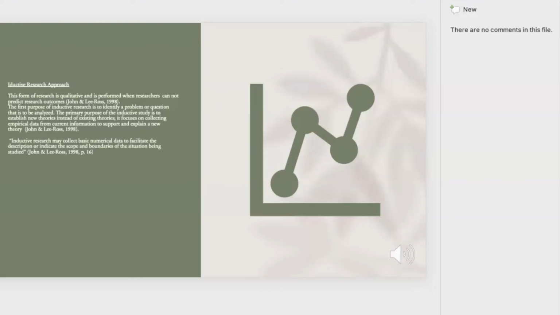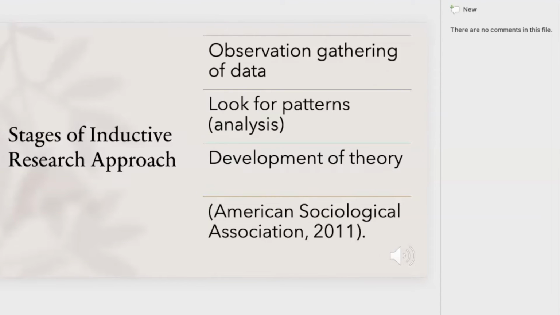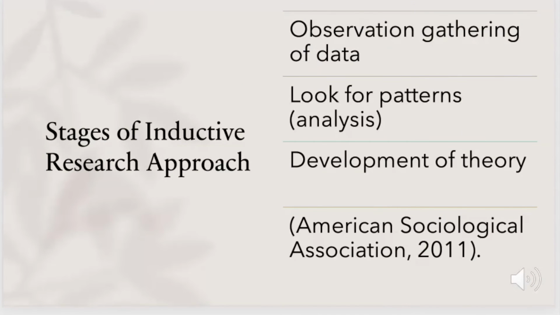It focuses on collecting empirical data from current information to support and explain a new theory. Inductive research may collect basic numerical data to facilitate the description or indicate the scope and boundary of the situation being studied. Stages of inductive research approach: observing and gathering data, look for patterns, analysis, development of theory.